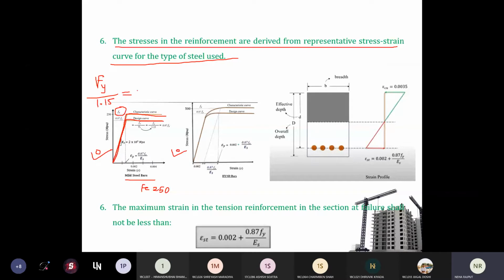So 1 divided by 1.15, you will get 0.87 Fy, which is the design stress value for the steel. Same way for HYSD bar also. So this is called the design representative stress-strain curve. How to get this value? All this we discussed in the last lecture, so I am not repeating this part. Now coming to this diagram.